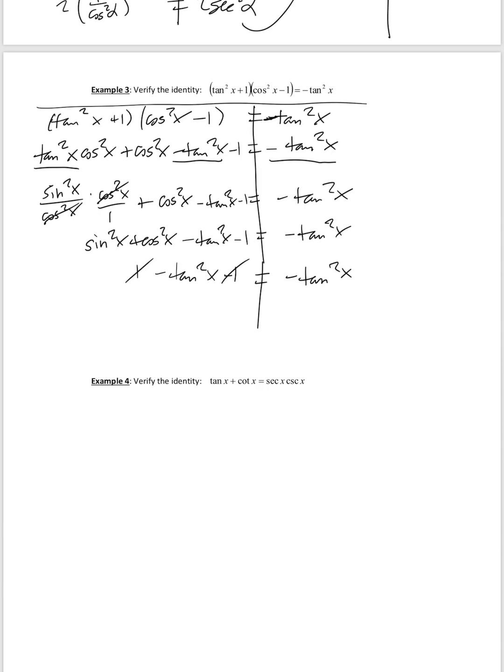One minus 1 is 0. And I end up with negative tangent squared equals negative tangent squared. And I'm done. Oh, that's so nice.